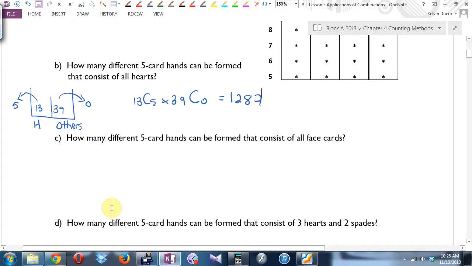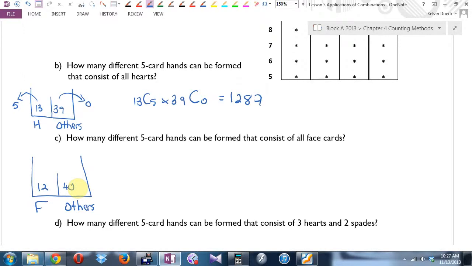C. How many different 5-card hands can be formed that consist of all face cards? This is a job for a bucket. I'm going to have face cards and others. How many face cards are there in the deck? Remember? 12? All right, do the arithmetic. How many others are left in the deck? 40? 52 take away 12? Really, it's 40. Trust me, because it works out. How many face cards do we want, Tiff? 5. How many others?